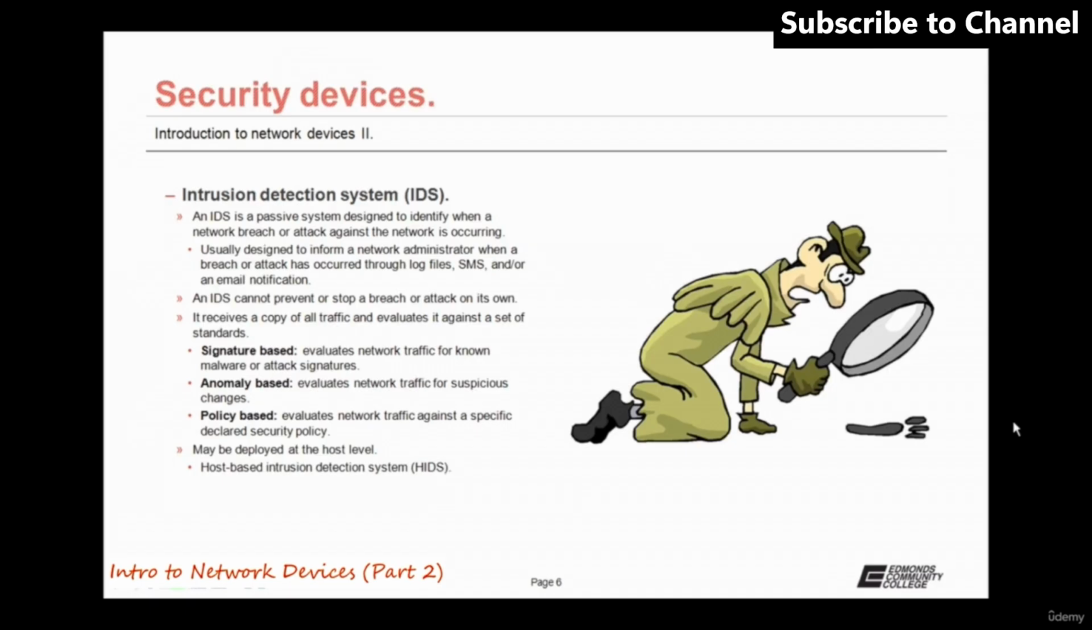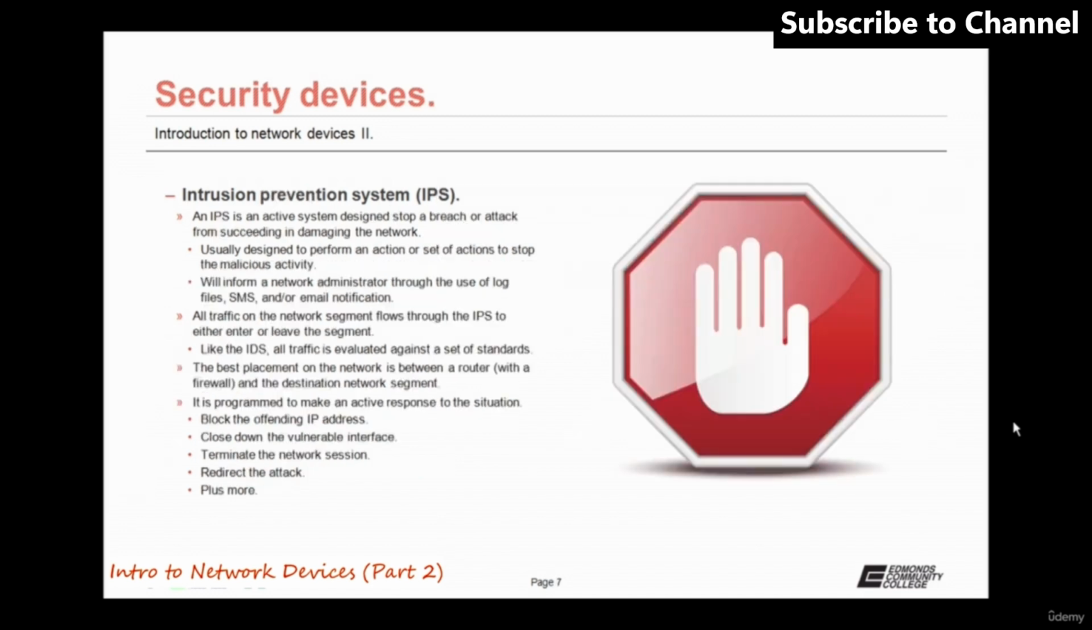An IDS may be deployed at the host level. When it's deployed at the host level, it's called a host-based intrusion detection system, or HIDS. More potent than the intrusion detection system is the intrusion prevention system, the IPS. An IPS is an active system designed to stop a breach or attack from succeeding in damaging the network.